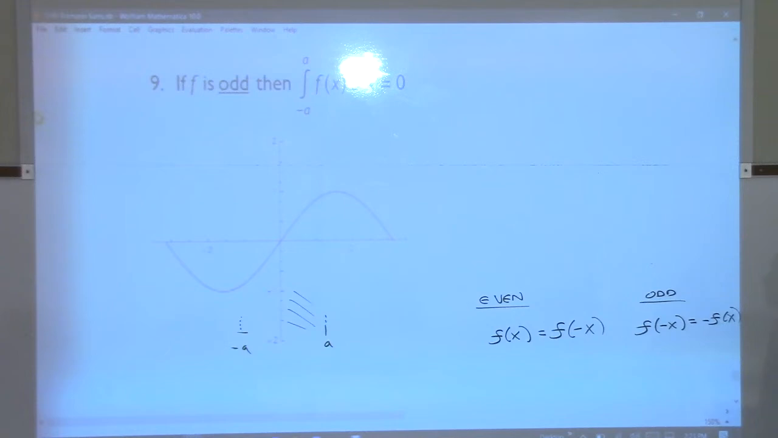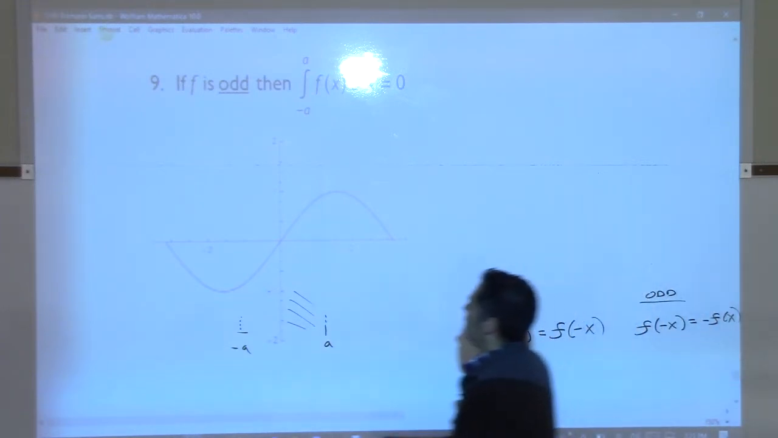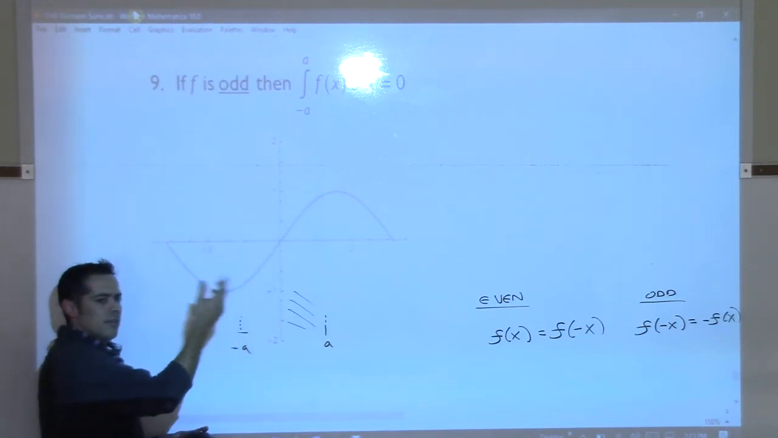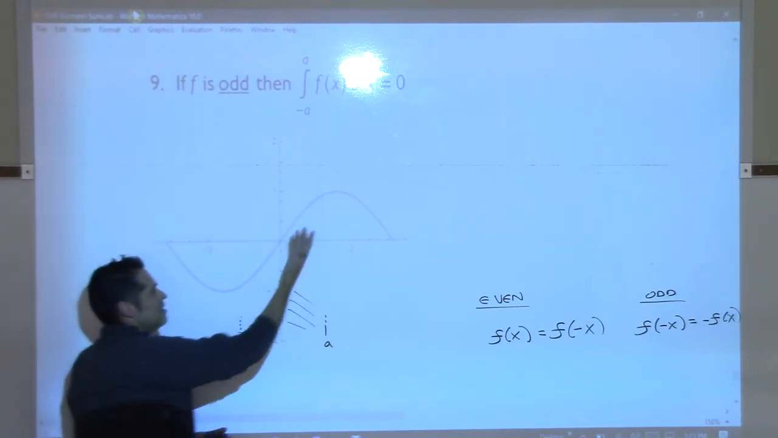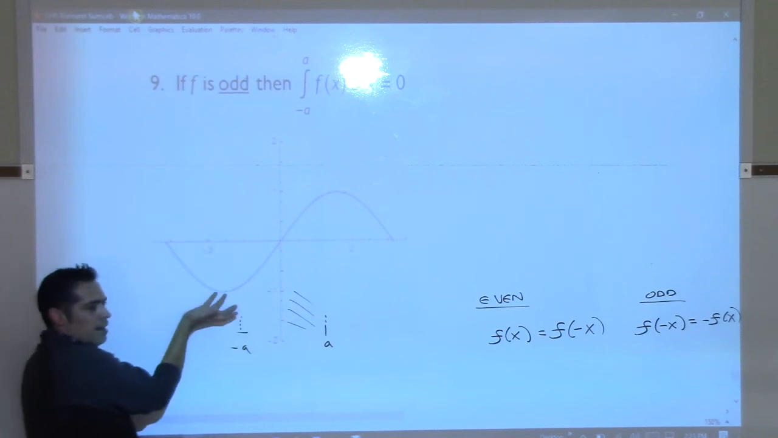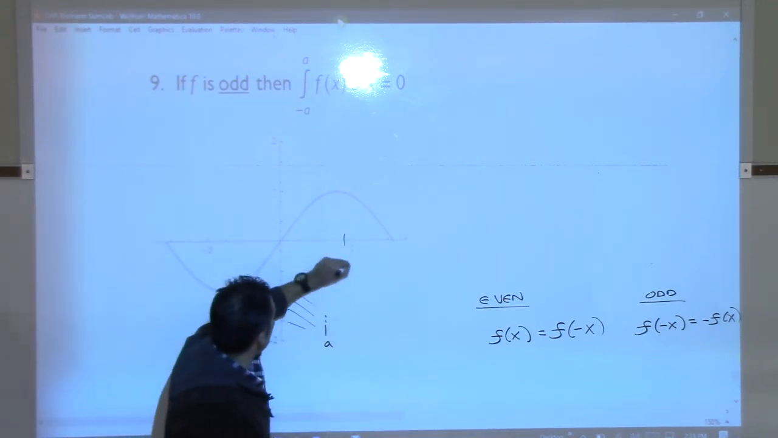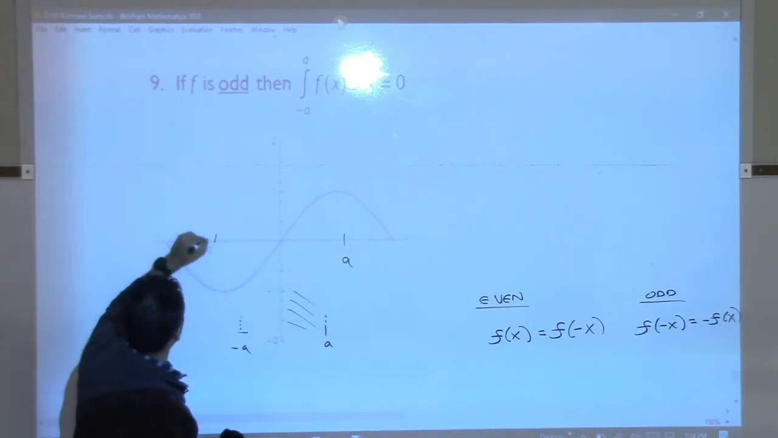See, look at this right here. This is an odd function because it's a reflection. It's not a reflection over the y-axis. It's a reflection over the origin. It's like a double reflection. Reflect here, reflect there. That's an odd function. So you can see that if I go out here to a and then go this way to negative a, right?